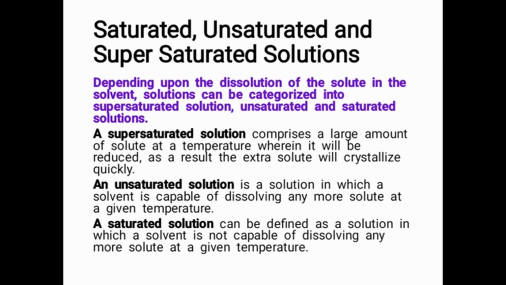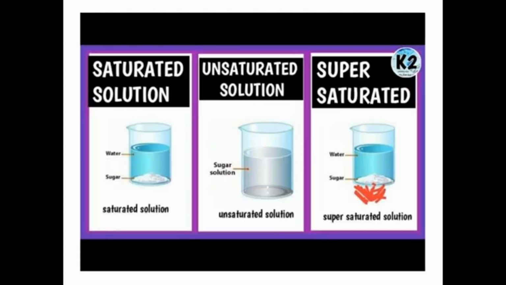In an unsaturated solution, the solvent is capable of dissolving more. Why? Because the solvent is usually more than the solute. So by adding more solute to an unsaturated solution, you are tending towards a saturated solution. It can dissolve more solute. By the time you get to supersaturated, that means you have added more solute to a saturated solution and it contains excess solute, such that at that temperature, the solute will start to crystallize out quickly. Now, an example of saturated and unsaturated solution is what you've seen here.